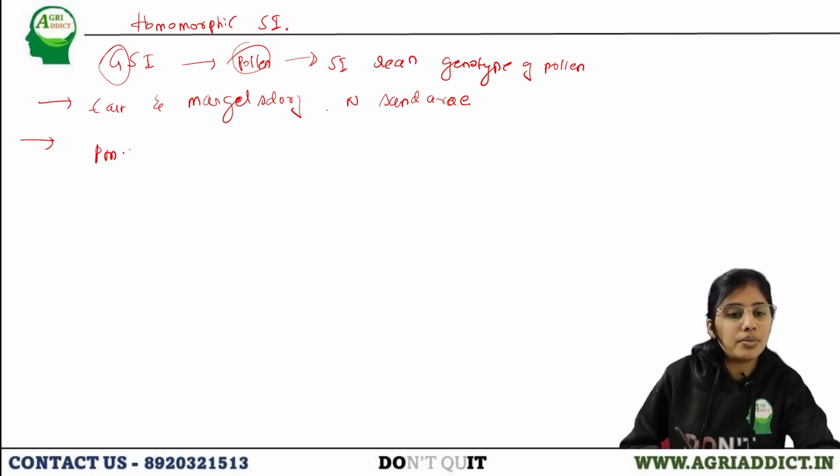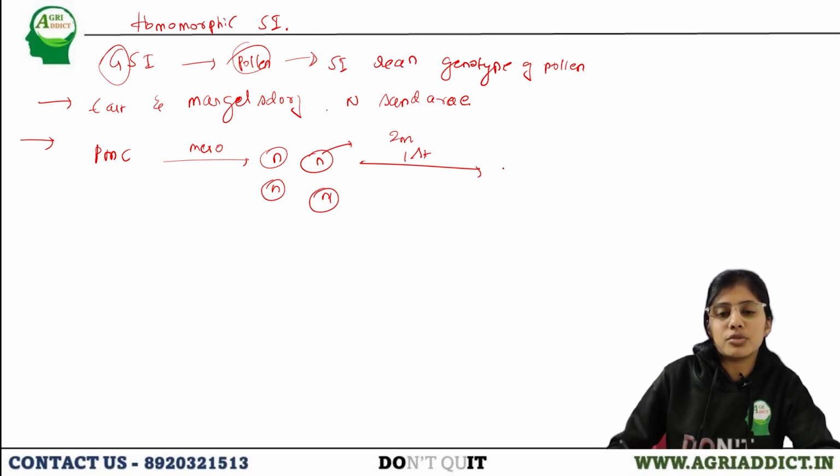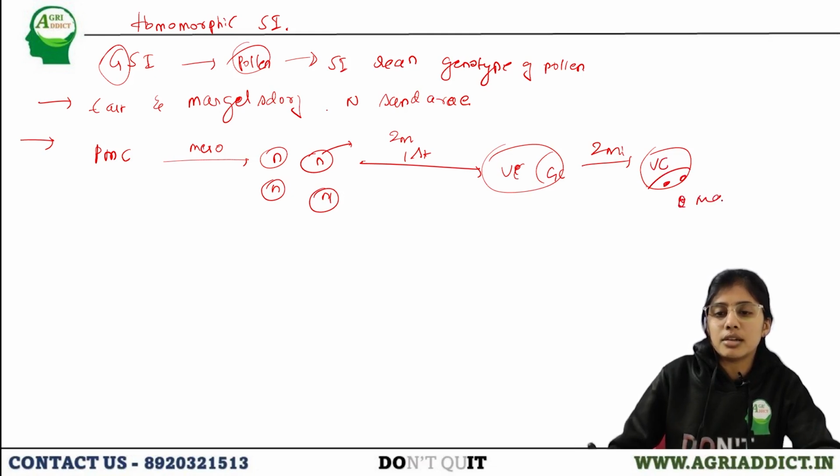We know that pollen mother cell will be there, which will undergo meiosis to produce 4 haploid microspores. After this step, each microspore will undergo 2 mitosis. The first mitosis will produce the vegetative cell and the generative cell. Upon the second mitosis, the vegetative cell will remain as it is and the generative cell will give you 2 male gametes.